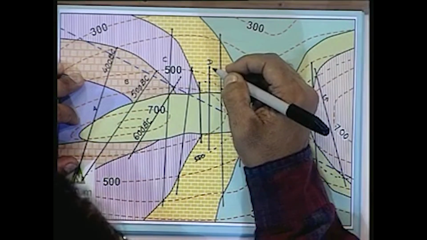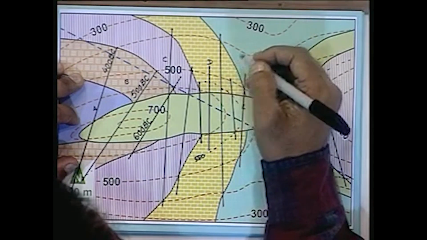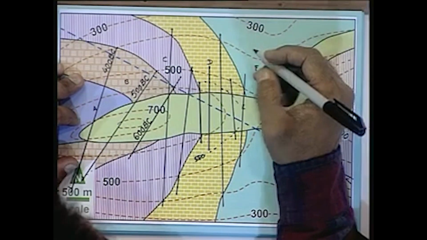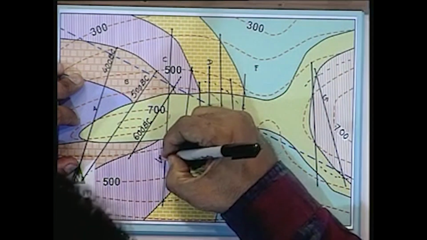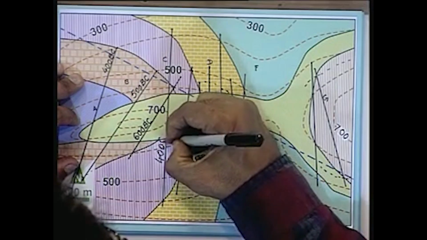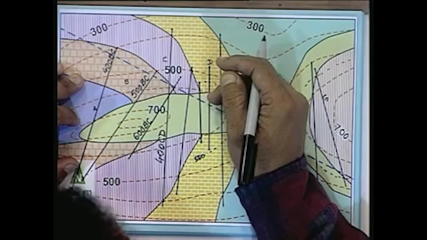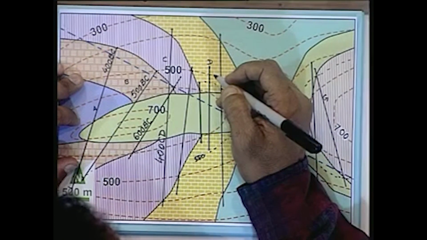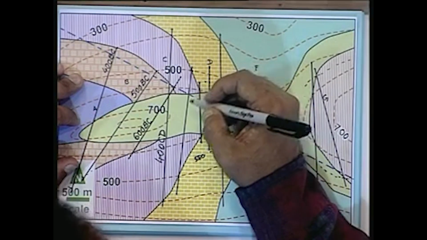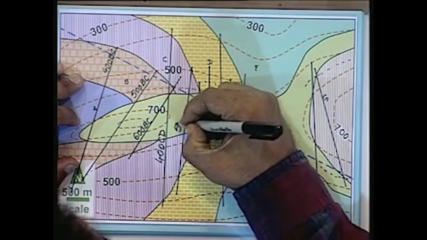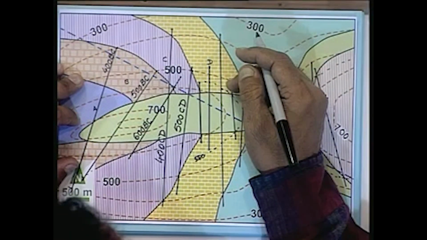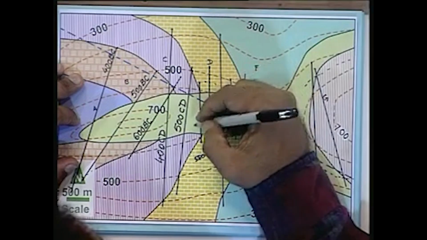Then we move on to the interface between unit C and unit D. So here the first one is the strike line at elevation 400. So we are going to mark that one as 400 CD. Then moving on, the next point on the interface between C and D is the strike line at elevation 500. So that's going to be 500 CD. Further to the right is 600 CD.